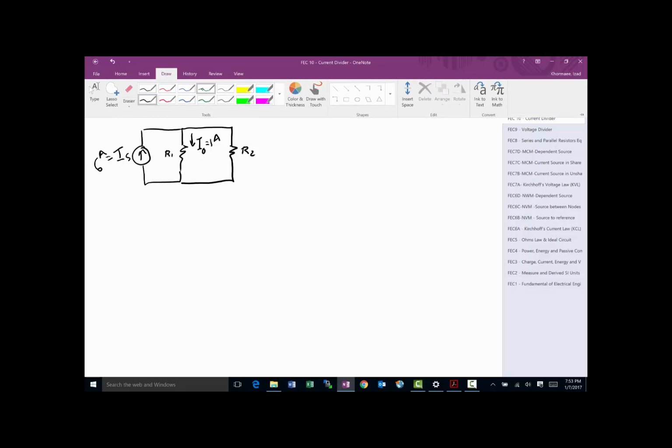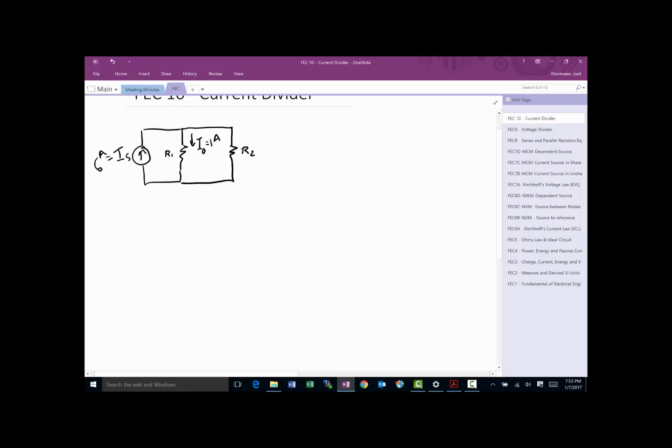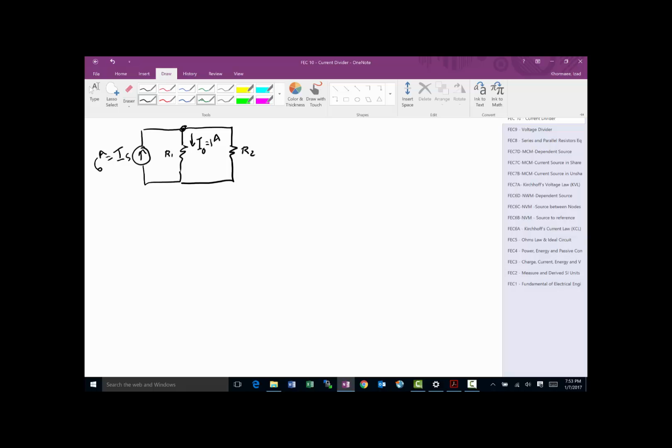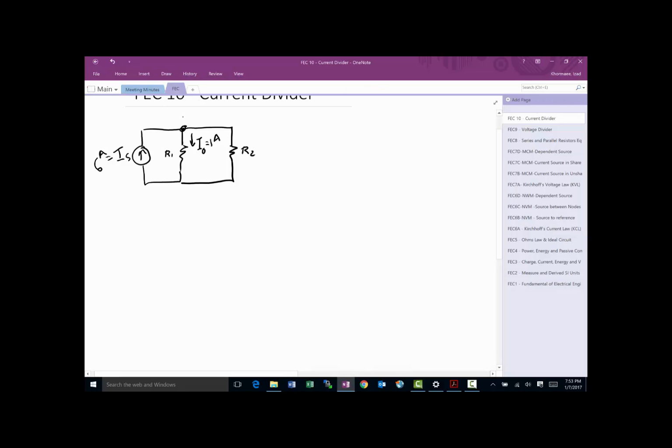So what we could do, we could say, okay, there is an essential node here, and we're going to call that V. And then the other node, the second node, we're going to call reference. There are two essential nodes. One is going to be reference, one is going to be just the voltage. And then we know that based on KCL at V, we can say all the current leaving this node.